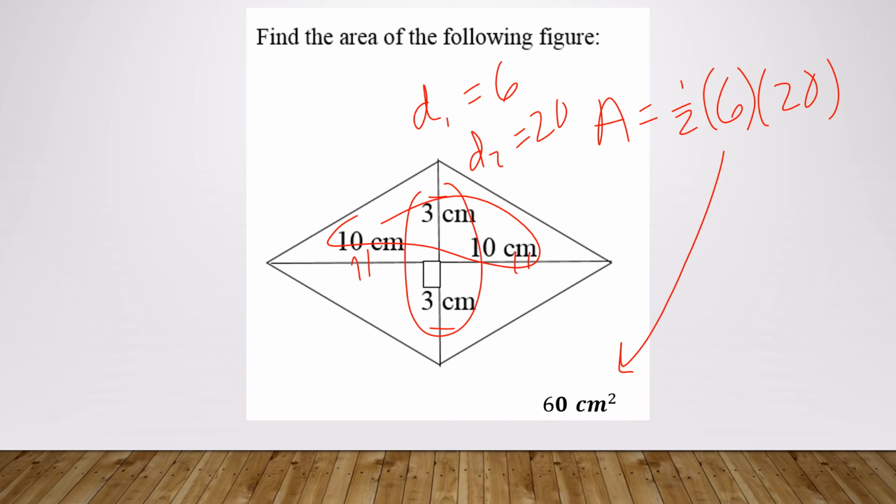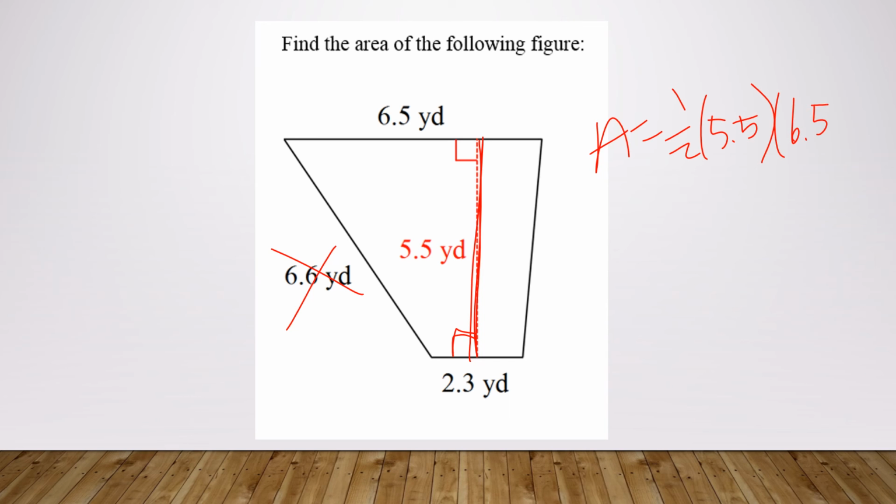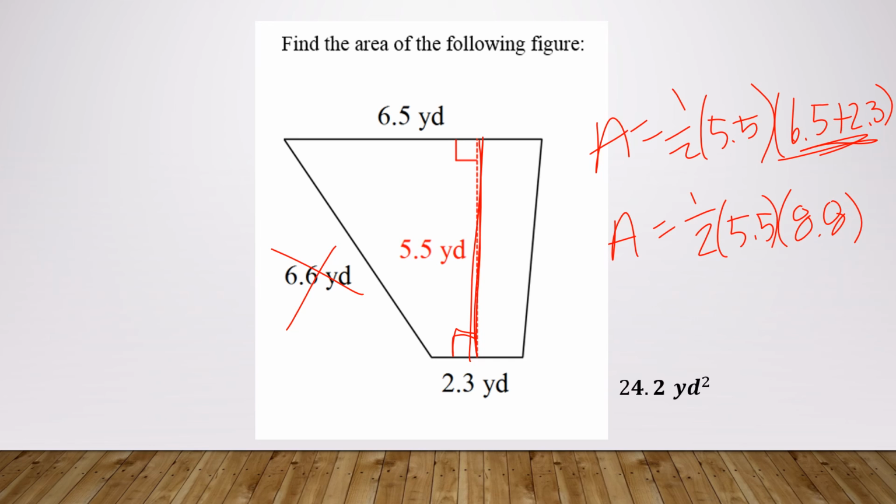Again, make sure you're putting the units down. If you don't put the units down, it's going to be wrong on your test. This is a trapezoid. We do not need to use this value here. We're using the height and the two bases that are perpendicular with the height. So we have 1/2 times 5.5 times 6.5 plus 2.3. Again, if you want to combine those terms first, you can before you put it into your calculator. There is less room for error then. This is 8.8. And then you get your answer of 24.2 yards squared.